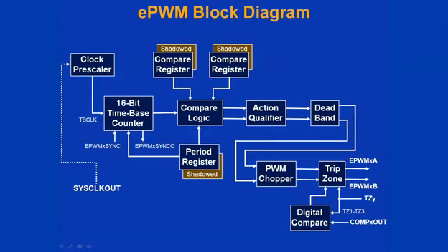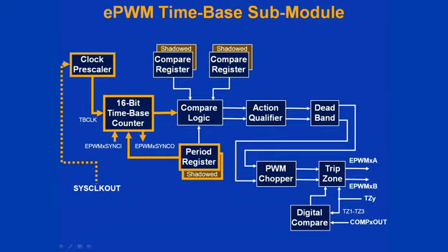The EPWM, or Enhanced PWM Block Diagram, consists of a series of submodules. In this section, we will learn about the operation and details of each submodule. In the time-based submodule, the clock prescaler divides down the device core system clock and clocks the 16-bit time-based counter. The time-based counter is used to generate asymmetrical and symmetrical waveforms using 3 different count modes: count up mode, count down mode, and count up and down mode. A period register is used to control the maximum count value.